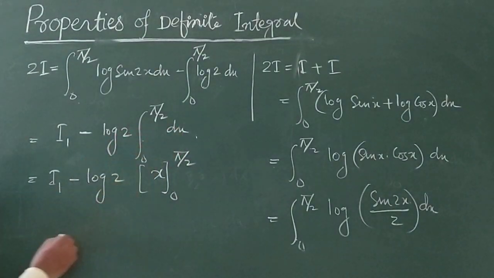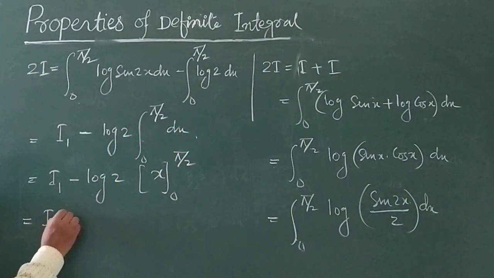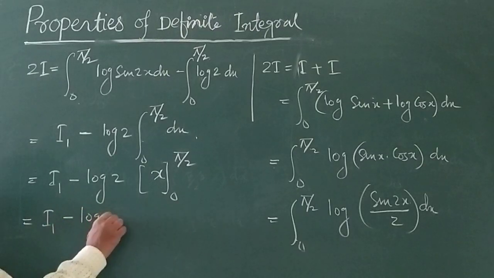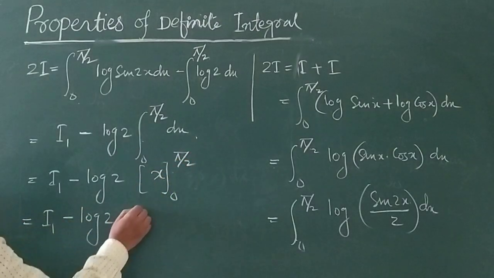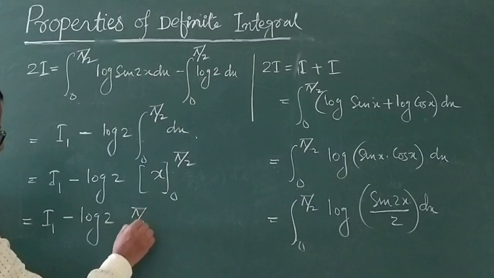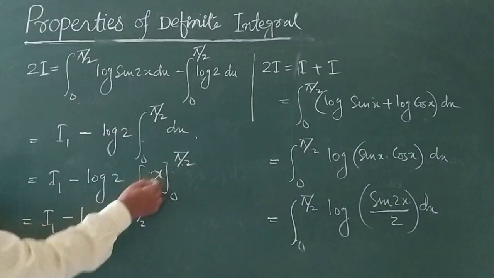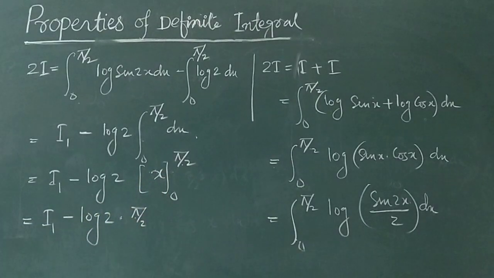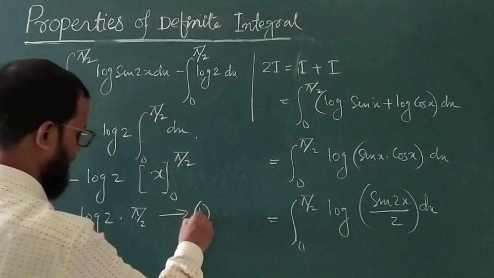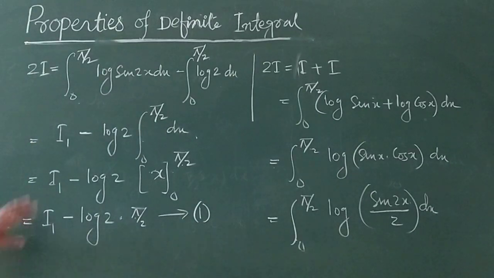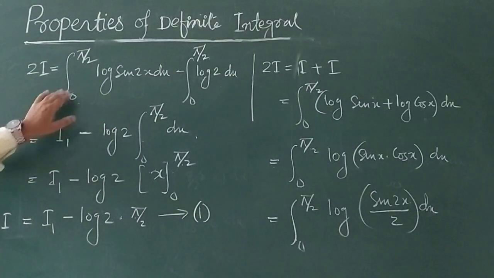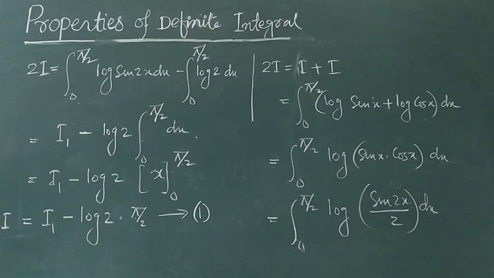This is a very simple integral. So I1 minus log 2, and if you put the upper limit it is pi by 2, and the lower limit is pi by 2 minus 0, so the lower limit is 0. So ultimately the result is twice I equals I1 minus (pi by 2) log 2. Let us make it relation number 1. Now we have to simplify I1. What is I1? 0 to pi by 2 log sin 2x dx.